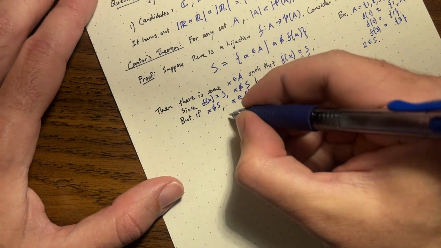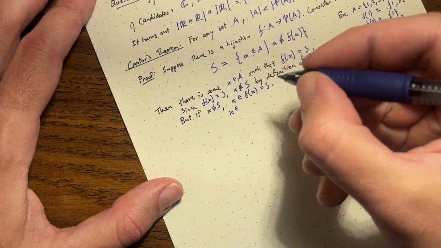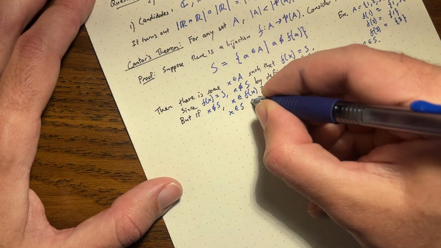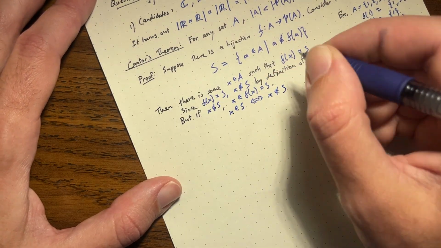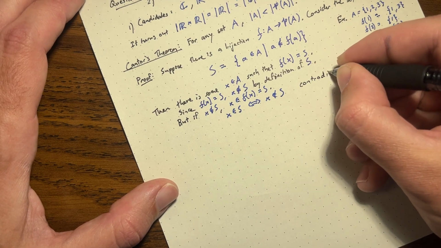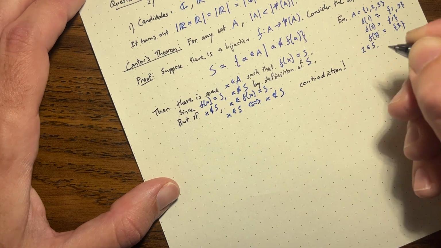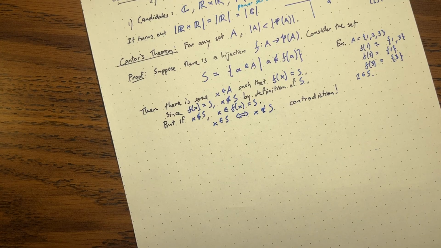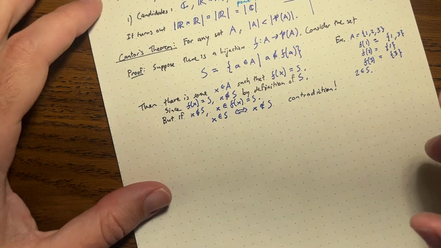So we're in this loop, right? We have that X is in S if and only if X is not in S. So there's a contradiction. So that's the idea. So yeah, you cannot have a bijection. And yeah, we're done with the proof.